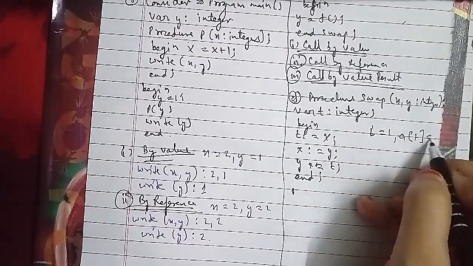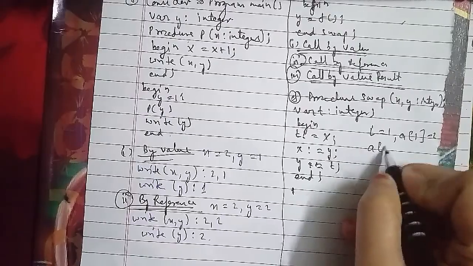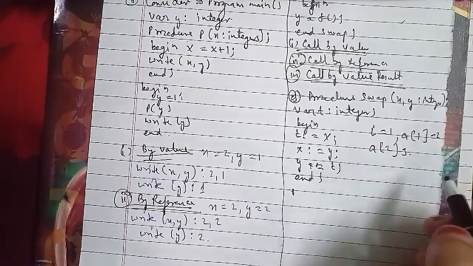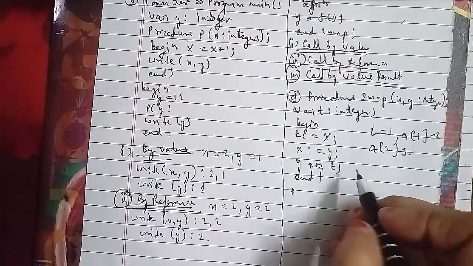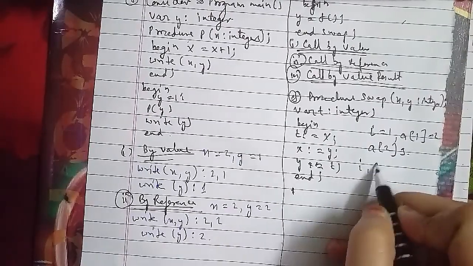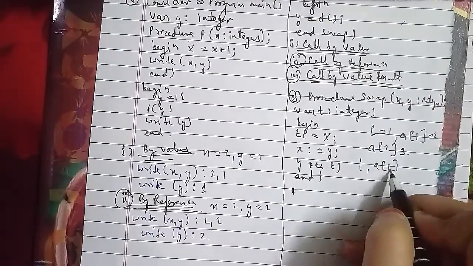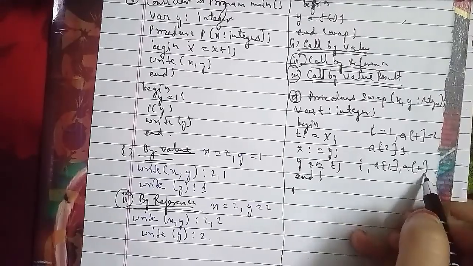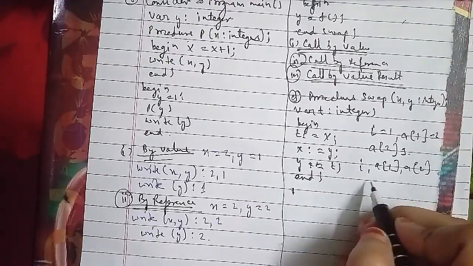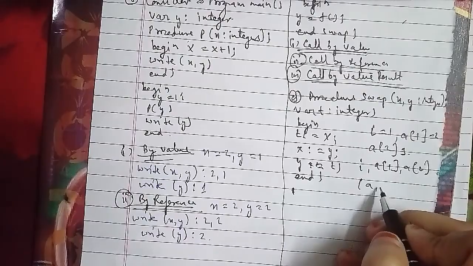If x and y are passed by value, then a of 1 and a of 2 will remain the same. So that is I equals to 1, a of 1 is 2 and a of 2 is 3. Because in call by value, the caller function does not have any effect, and only the passed values are a of I and I here.